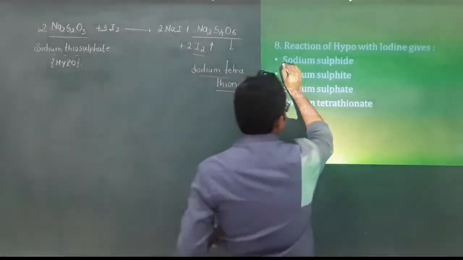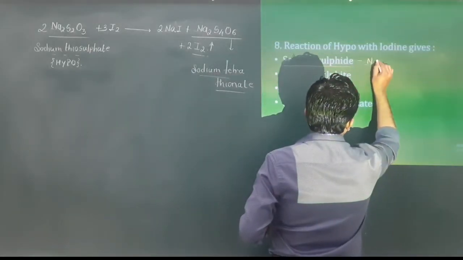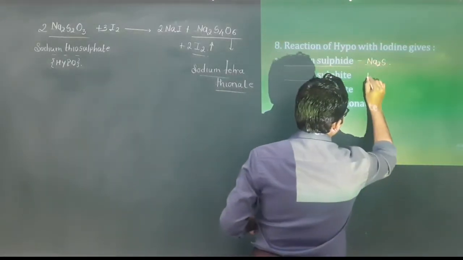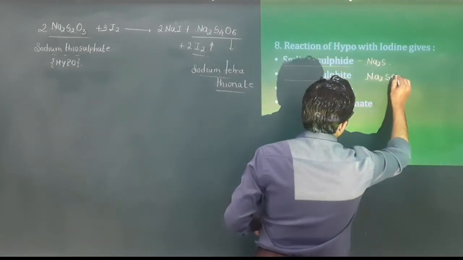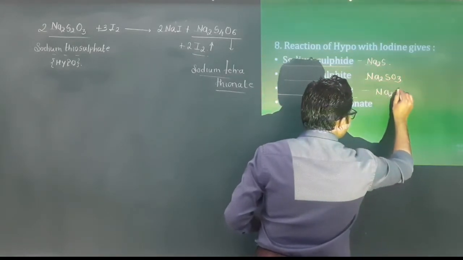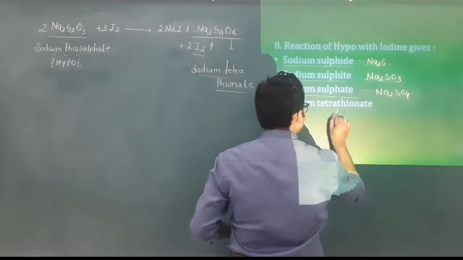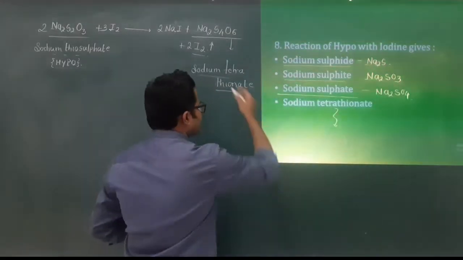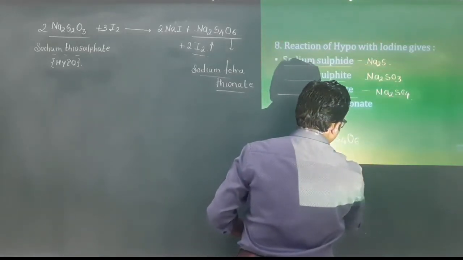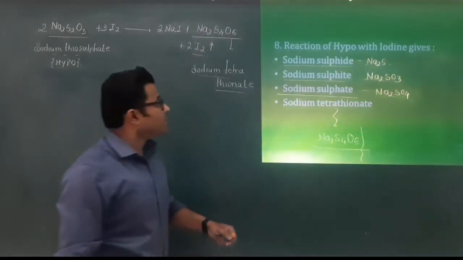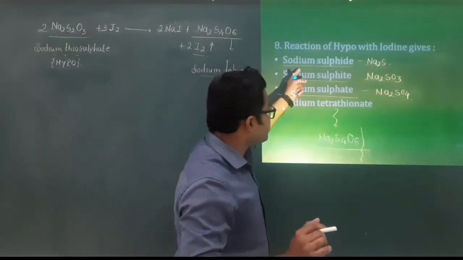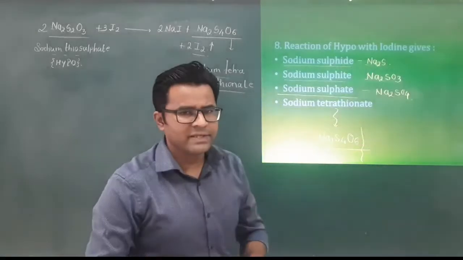Now here, sodium sulfide is nothing more than Na2S. Sodium sulfite is Na2SO3. Sodium sulfate is Na2SO4. Of course, sodium tetrathionate, as we have here, is Na2S4O6. So it gives us sodium tetrathionate. It's advisable for you to take down all of these. Write it down, keep it safe, and revise it.